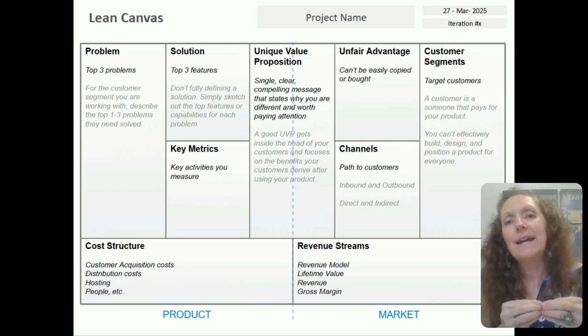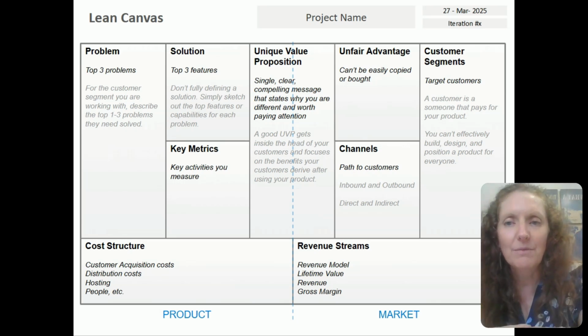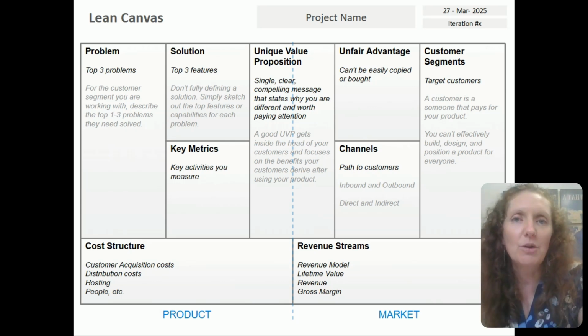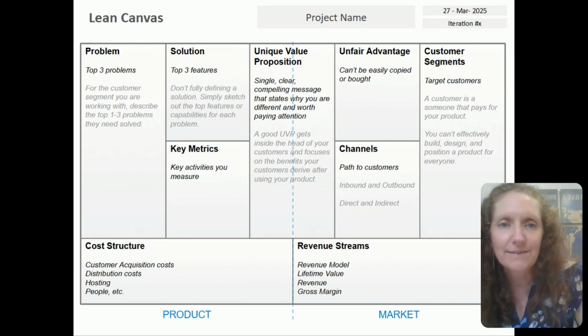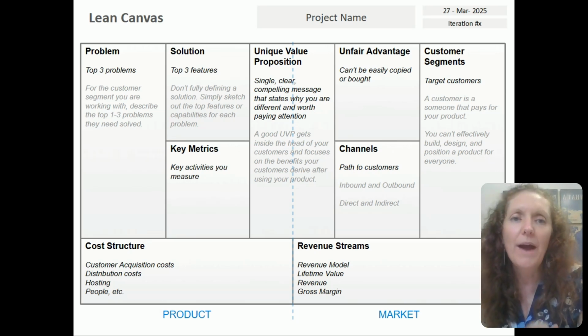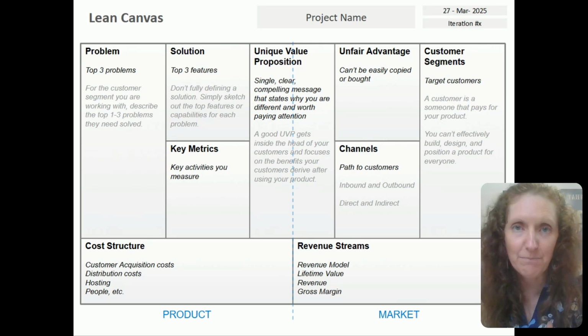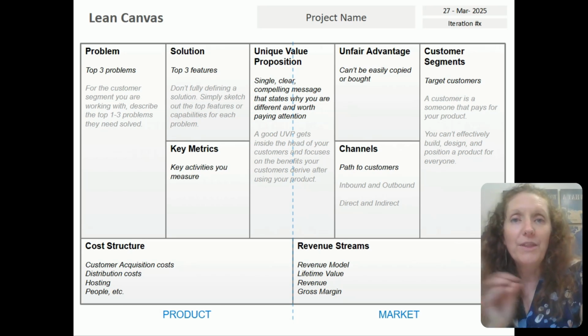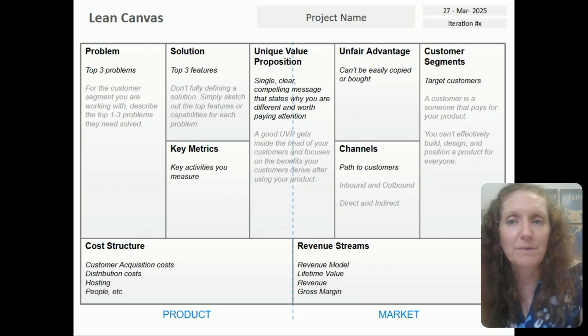We want to identify the customer segment that we're talking about, and what are the top 3 problems that they require solving. So we move to the right-hand side where we're talking about who our target customers are. Customer is someone that pays for your product or service. You really can't effectively build, design, or position a product for everybody. You want to hone in on specific customer segments, and then you'll know what their problems are and then what those problems that your product or service solves.